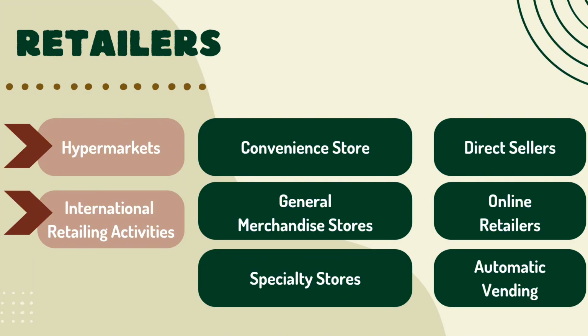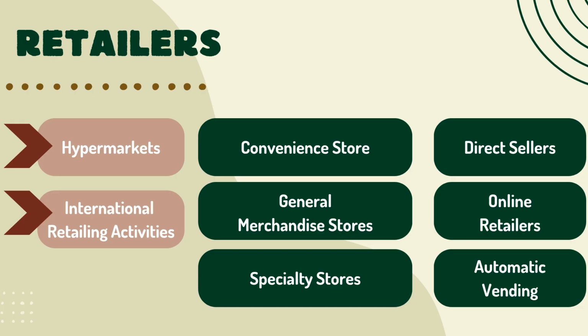So what is a hypermarket? A hypermarket is a very large store that combines a supermarket and a department store. It's a one-stop shopping place, meaning you can buy almost everything you need in one trip. You can find a wide selection of food items like in a supermarket and general merchandise like in a department store.